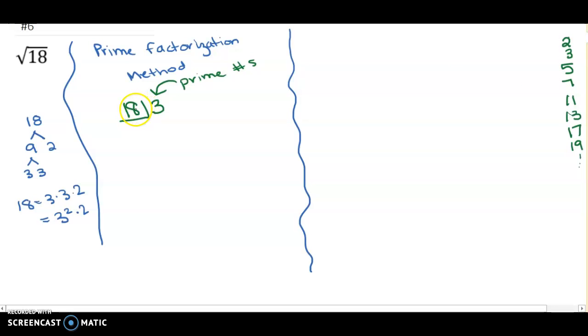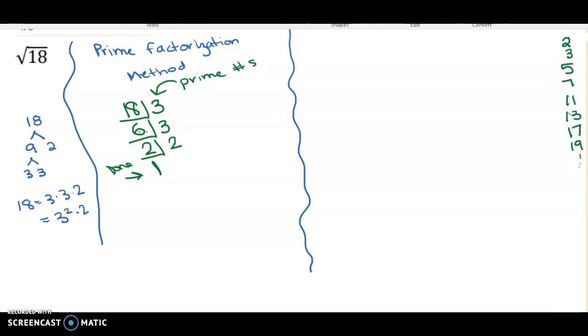Okay, so we said 3 can go into 18, so 18 divided by 3 gives me 6. Okay, then what prime number can go into 6? Well, 3 can again, and these can go in any order, guys. And when you do 6 divided by 3, you get 2. What prime number can go into 2? Well, 2 can. 2 divided by 2 is 1. When we get to 1, we're done. Okay, so now I'm going to go back and circle the pairs. I have a pair of 3s and then I have a leftover 2. This 2 doesn't have a pair to go with it.